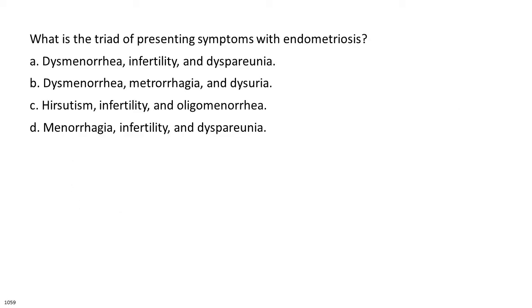What is the triad of presenting symptoms with endometriosis? A. Dysmenorrhea, infertility, and dyspareunia. B. Dysmenorrhea, metrorrhagia, and dysuria. C. Hirsutism, infertility, and oligomenorrhea. D. Menorrhagia, infertility, and dyspareunia.